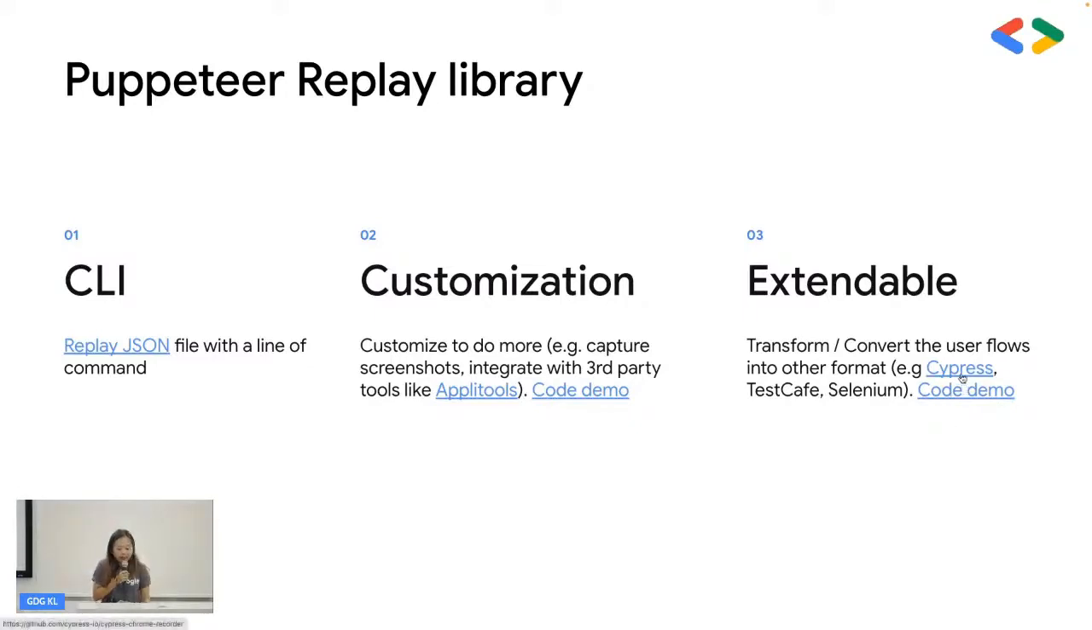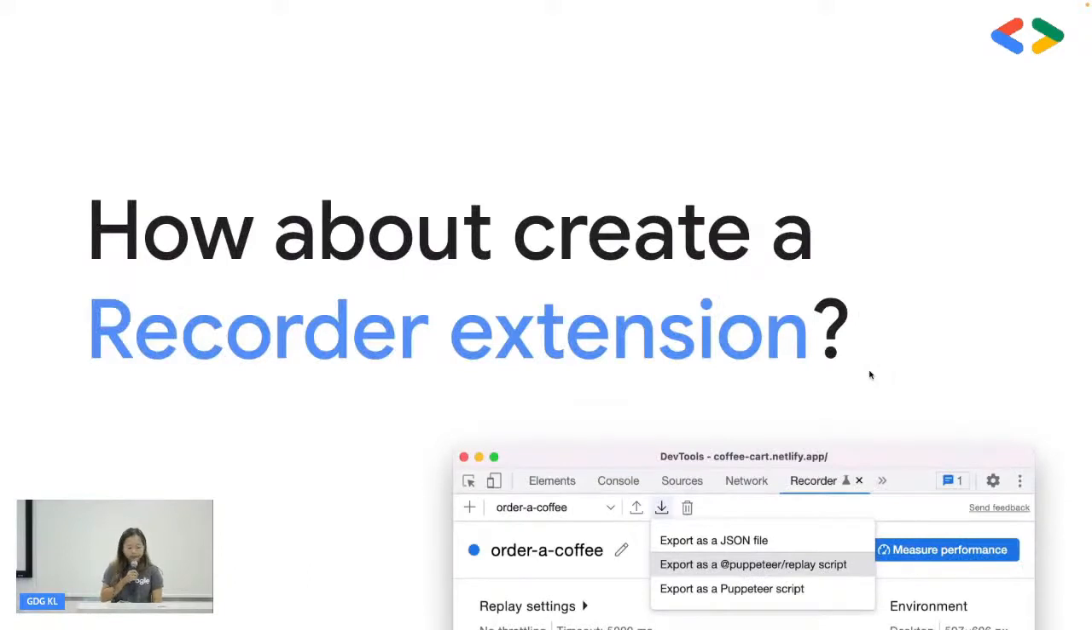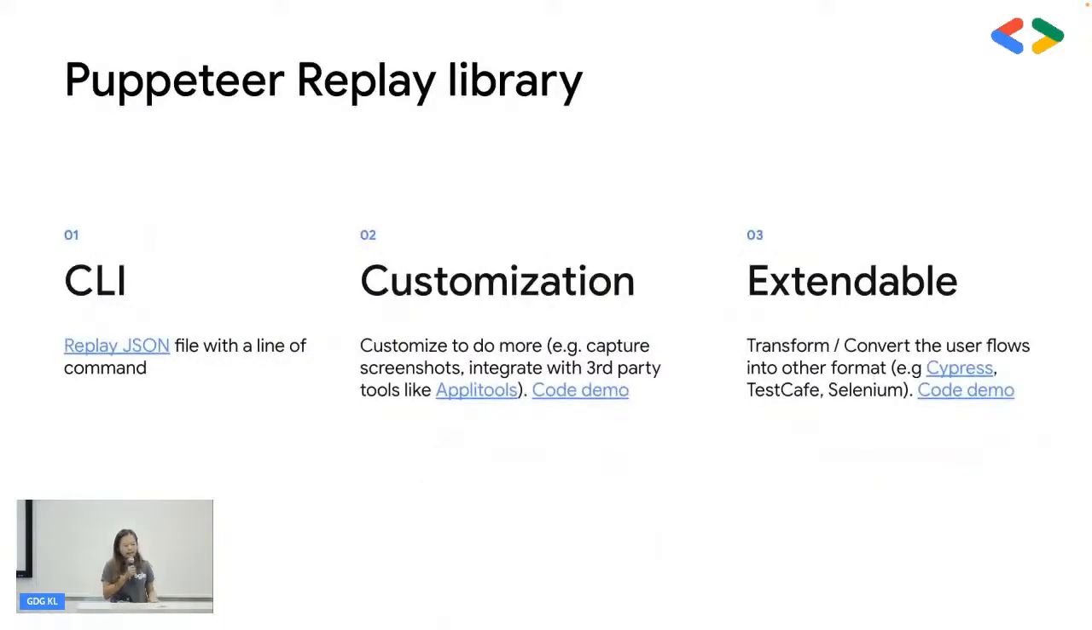Or you can actually go to the Cypress open source library itself to see how they use the Puppeteer Replay to transform the steps to the Cypress test script. I have a code example here that shows you how to do it. Okay, so that's great. You have a Puppeteer library that you can extend, but it's still an extra step you need to set up.